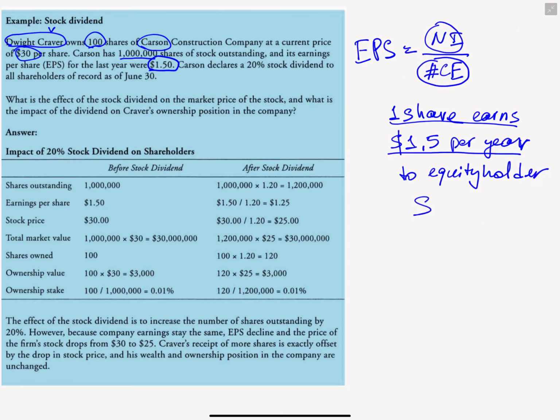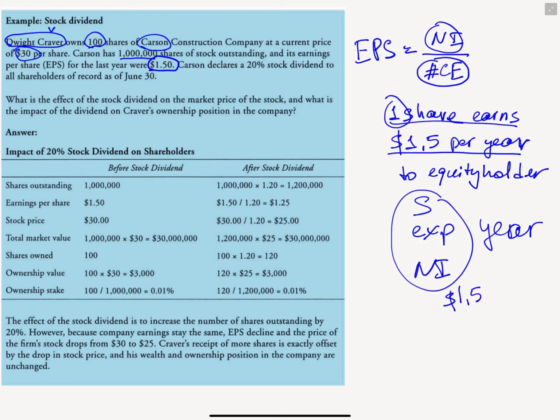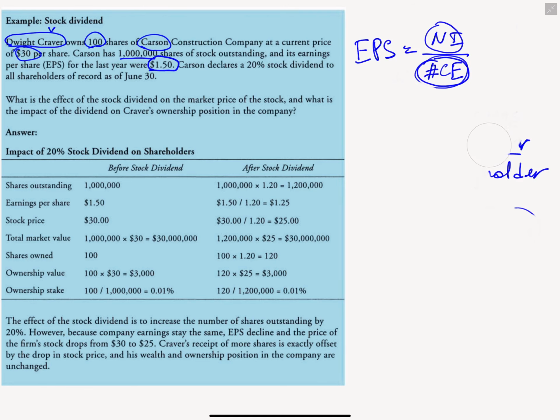Because we have sales, we have expenses, and we have net income. This is, for example, for 1 year. And whoever holds one share of the firm earns $1.5 for this year, because net income divided by the number of common shares means $1.5. Your one share earns you $1.5 for the year. That is the meaning of earning per share.